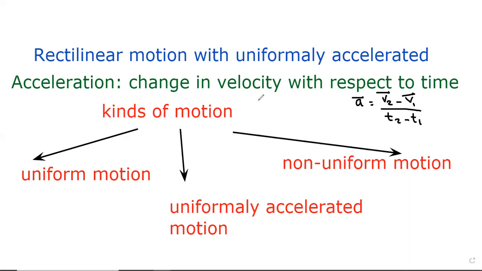The third type is non-uniform motion. Non-uniform motion refers to the motion of an object where its speed changes irregularly over time. In this type of motion, the object doesn't cover equal distances in equal intervals of time. That's it.